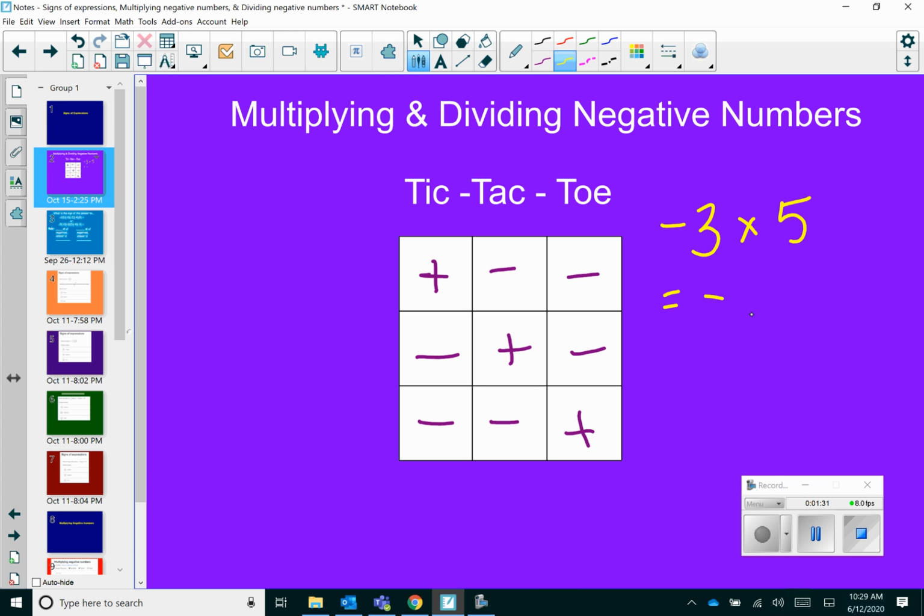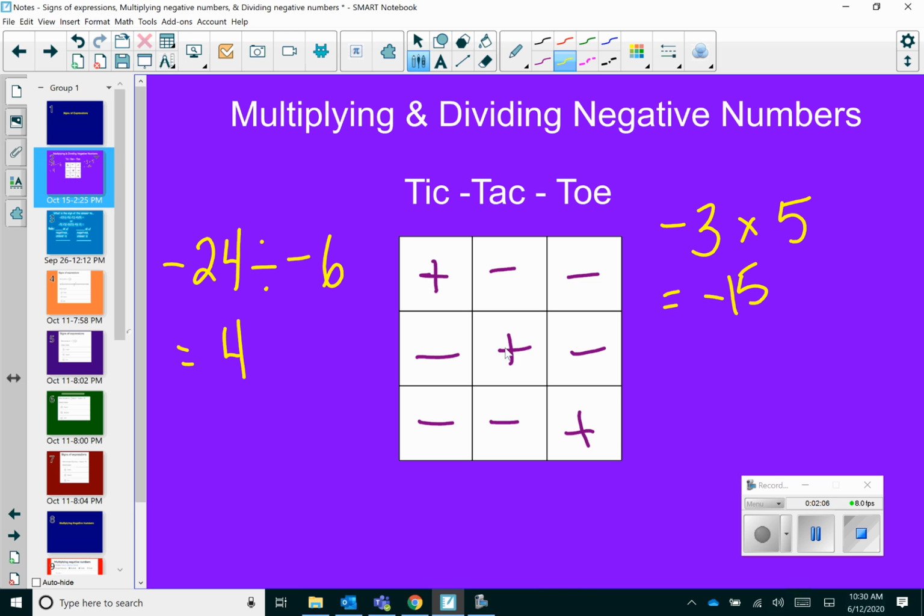So now that we've established that my answer is going to be a negative, then I just need to multiply my numbers. 3 times 5 gives me -15. This is the same rule for division as well. So let's try one of those. -24 divided by -6. Well, let's find two negatives in a row so I can see the bottom row. I've got a negative divided by another negative. That's going to give me a positive. So my answer is going to be a positive, and 24 divided by 6 is +4.